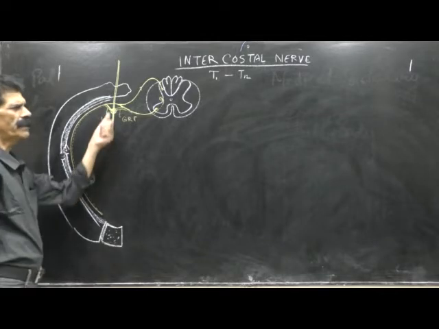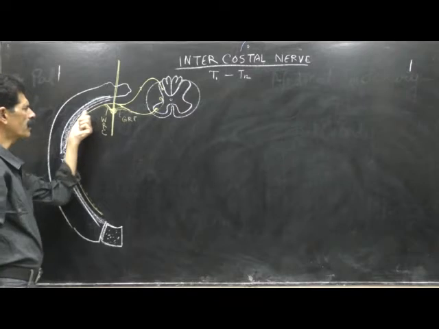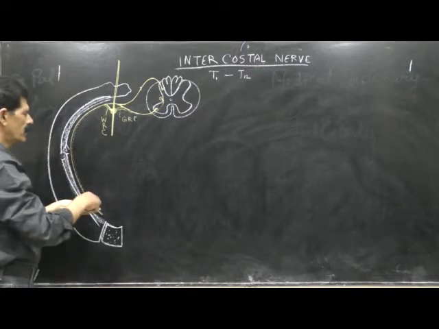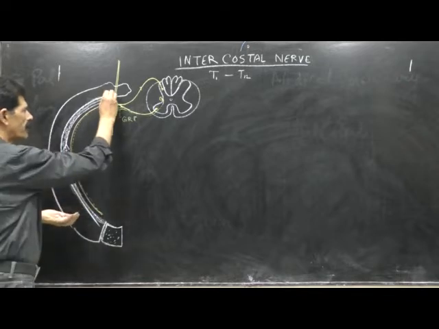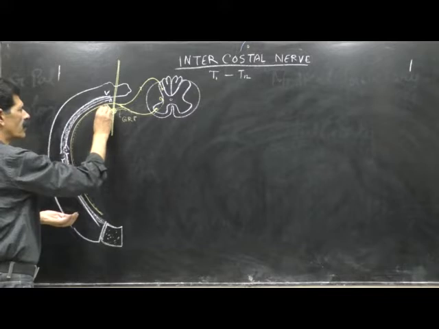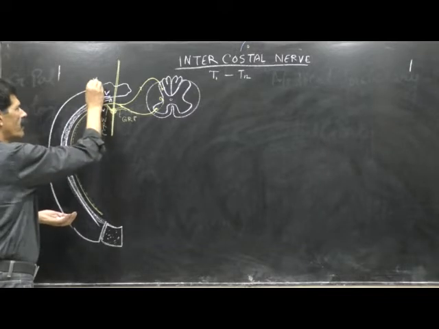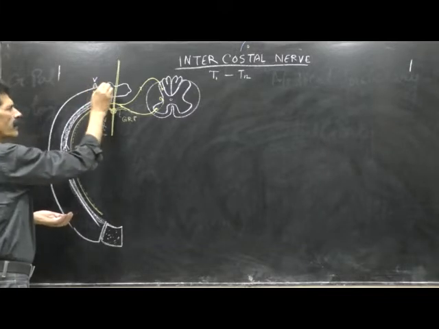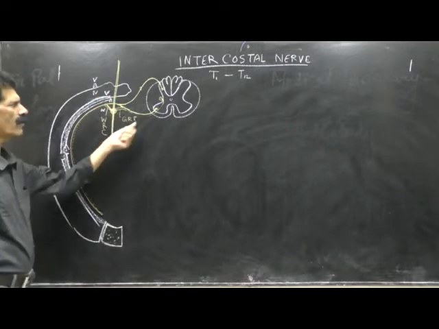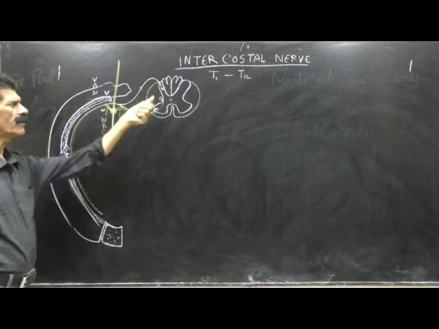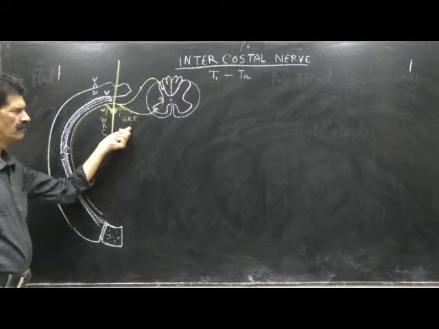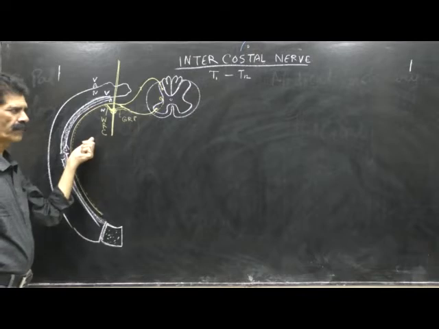So this is how a typical intercostal nerve runs in the costal groove with the vein in the upper position, then the intercostal artery, and the intercostal nerve in the lower. So they are in the VAN relationship: vein, artery, nerve. This is how all the intercostal nerves from T1 to T12, the spinal nerves, run into the ribs.